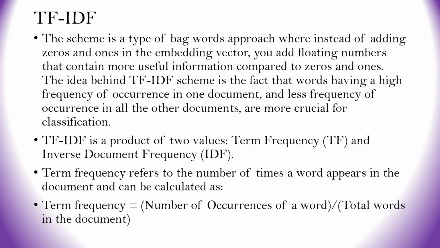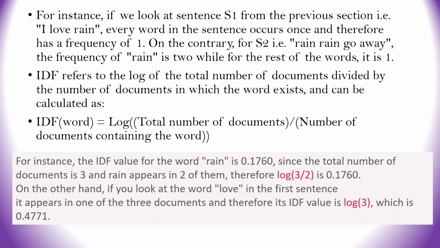So there is a difference between bag of words and TF-IDF, where in bag of words we would be getting either a whole number or a zero. But in TF-IDF, we would be expecting floating point values, because here TF and IDF is going to be a product of two values. That's when we would add floating point numbers that contain more useful information compared to zeros and ones. So this also we had a discussion before.